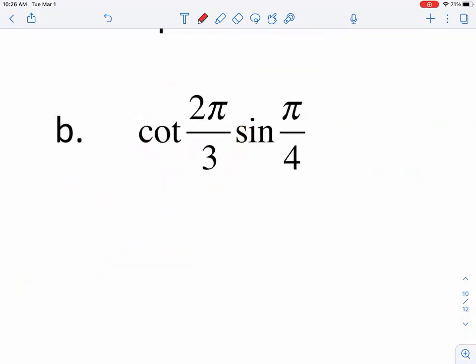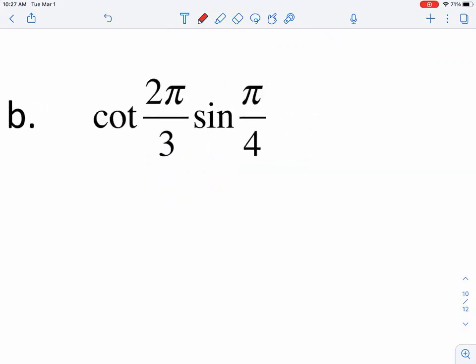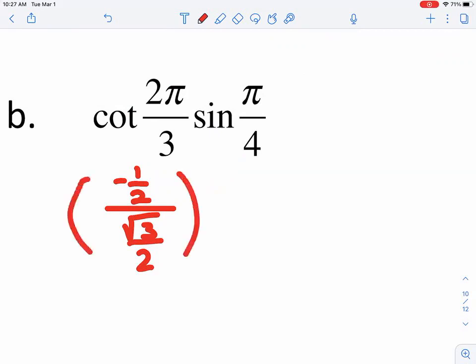I know that 2 pi over 3 is in the second quadrant because 2/3 is less than 1, right? It's in the second quadrant. Our reference angle is pi over 3. And the cotangent is the cosine over the sine. Now in the second quadrant, the cosine would be negative 1/2, and the sine would be root 3 over 2. Again, because my reference angle is pi over 3, my cosine is negative 1/2, and my sine is still positive because it's in the second quadrant, root 3 over 2. So I'll clean that up in my next step.